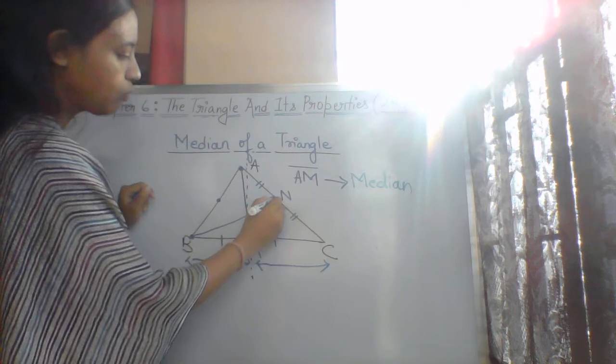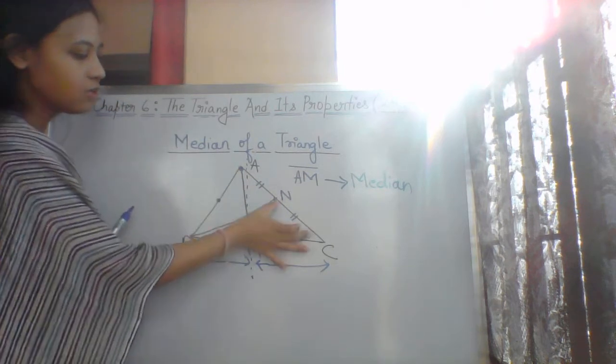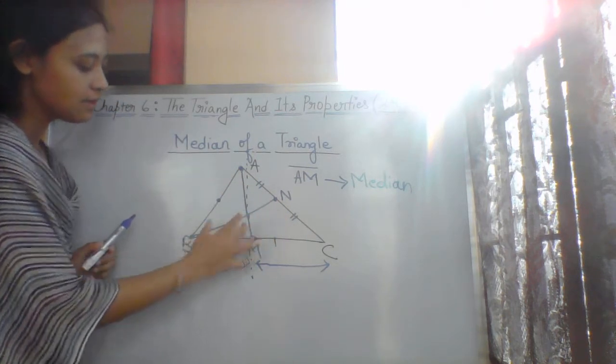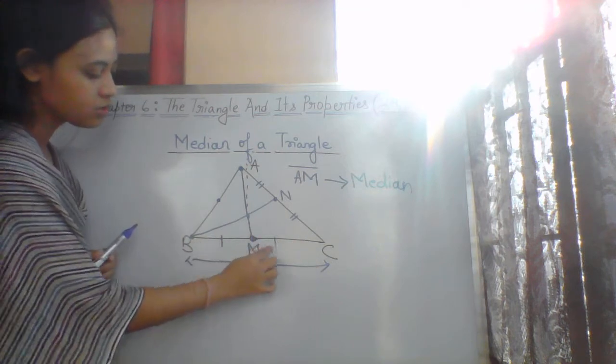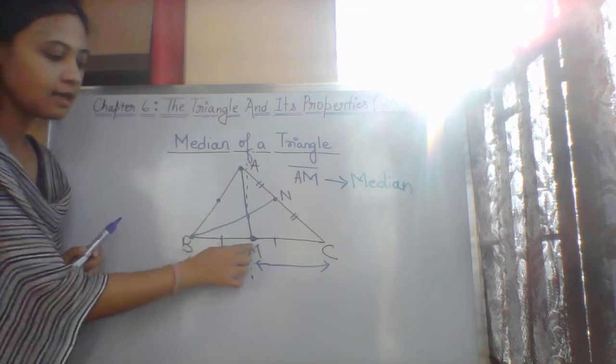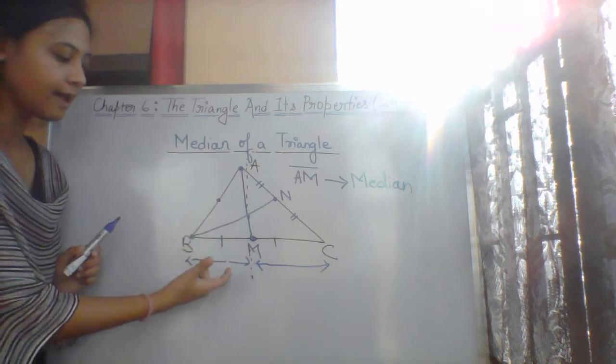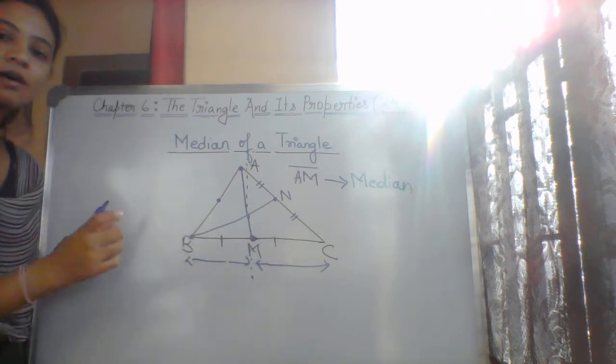I am naming that point as N. So this part is equal to this part, and you can show it like this. This part equals this part, and you can show it like this, with a single line, the same line. So it denotes the value is the same.